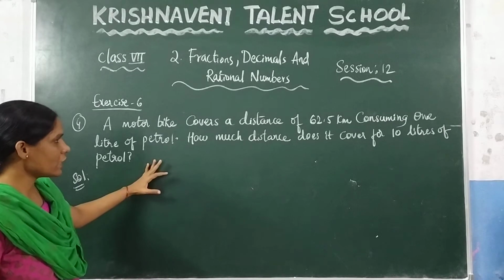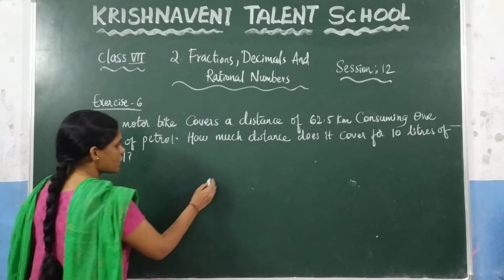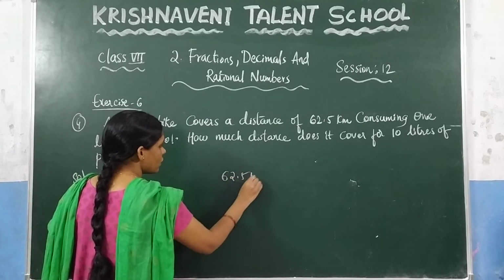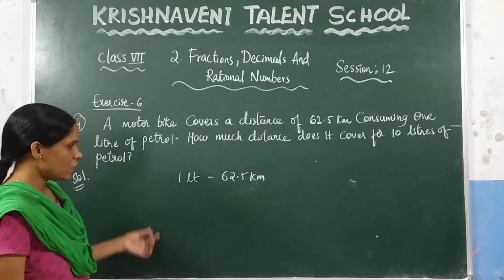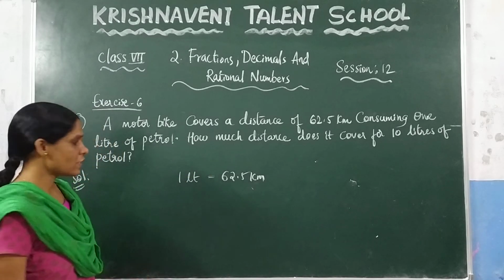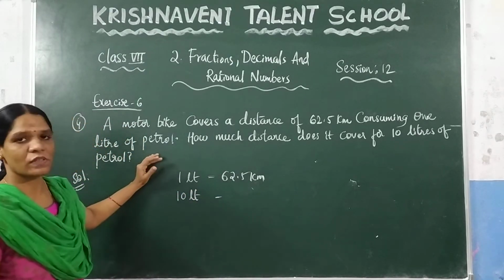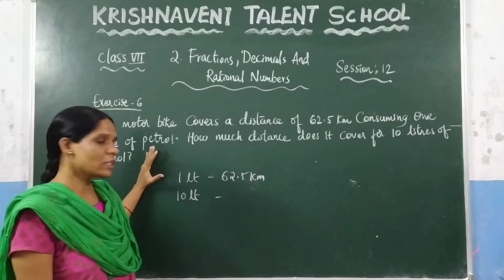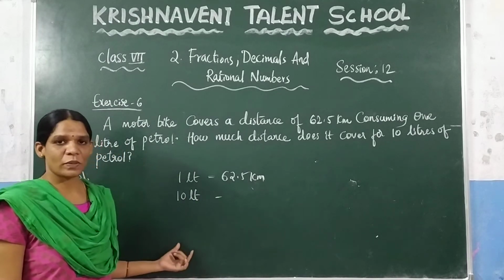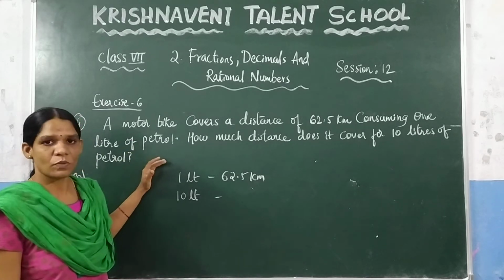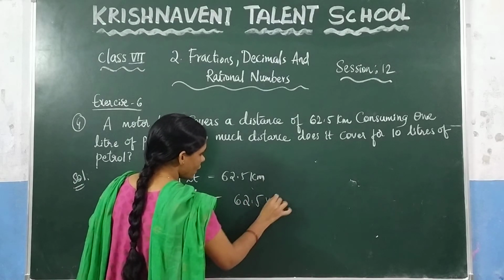Here, what's it saying? The motorbike traveled a distance of 62.5 kilometers by using 1 liter of petrol. Now you need to find the total distance. If you take 10 liters of petrol, how much distance will the motorbike travel? You know that you just need to multiply these two values, so that you will get how much distance the motorbike will travel with 10 liters of petrol. So here, just multiply 62.5 into 10.